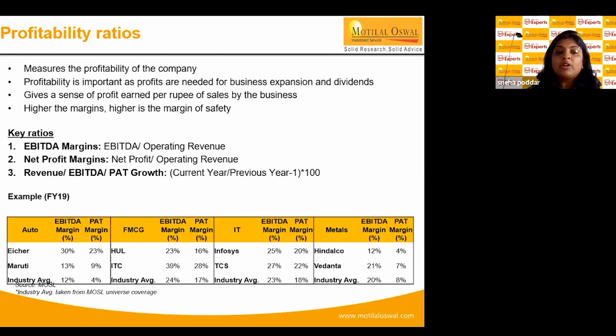Now let's talk about Maruti. Though it has a few premium cars, Maruti sells more of a mass car. So obviously they cannot price it very high. Their margins are about 13%. So you can see there's a huge difference.